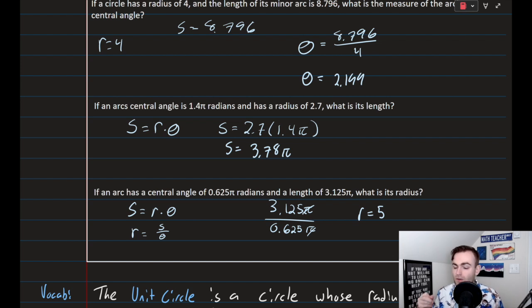Now again, if we had an arc length of 3.125 pi inches, then you would put inches, but since we don't have a unit, it's okay to leave it without. That is essentially what radians are. Great.